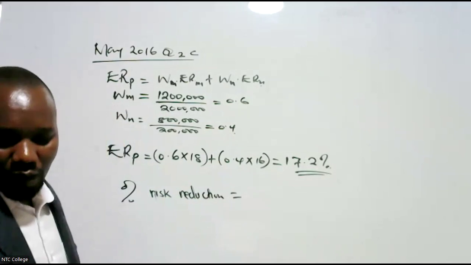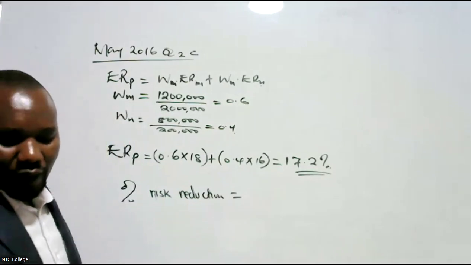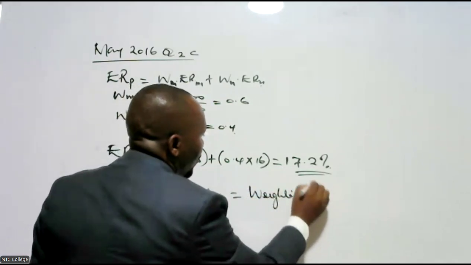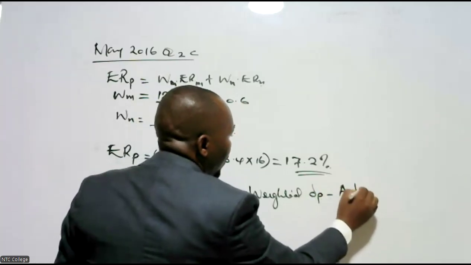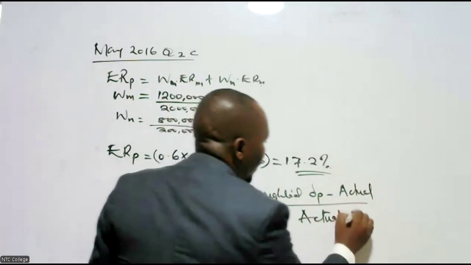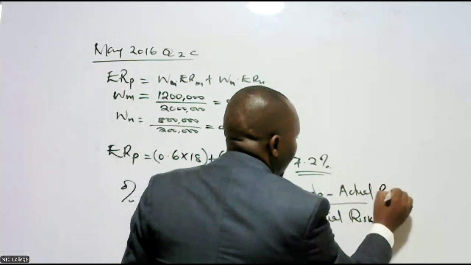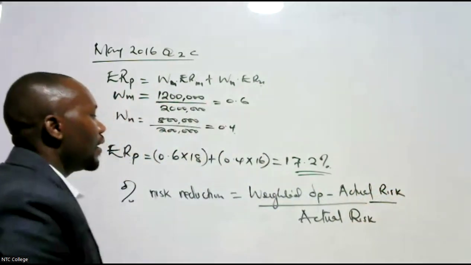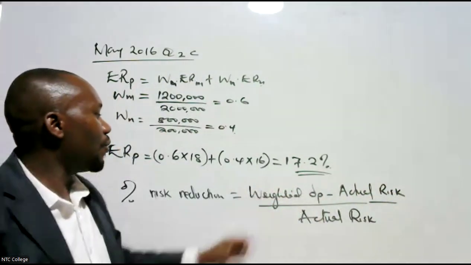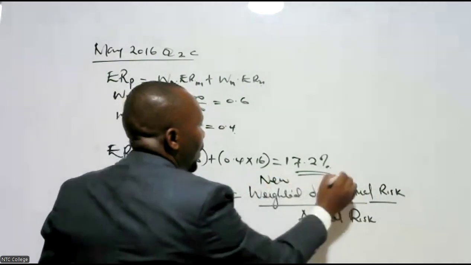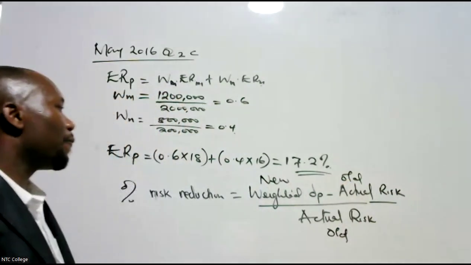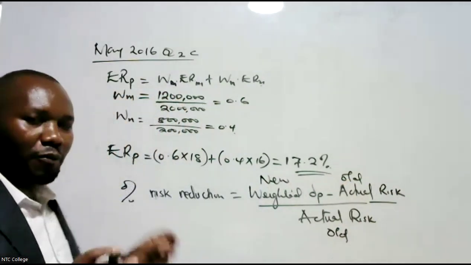So the percentage risk reduction should be equal to, we have the weighted risk of the portfolio minus the actual risk all over actual risk. What were we doing? We used to say new minus old over old. So we want to see the percentage by the fact that now we have weighted, by the fact that we have formed a portfolio.